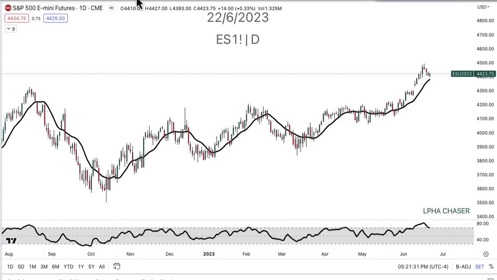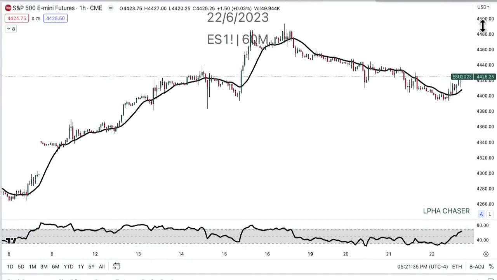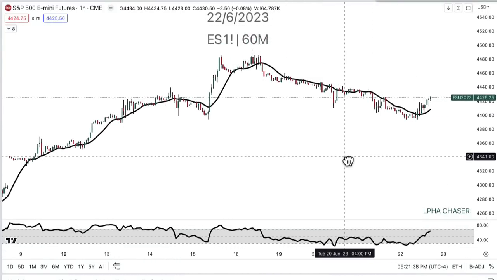Now, if we drill into this on the hourly, and I don't use the 12 on the hourly, but for our sake, we're going to leave it in.